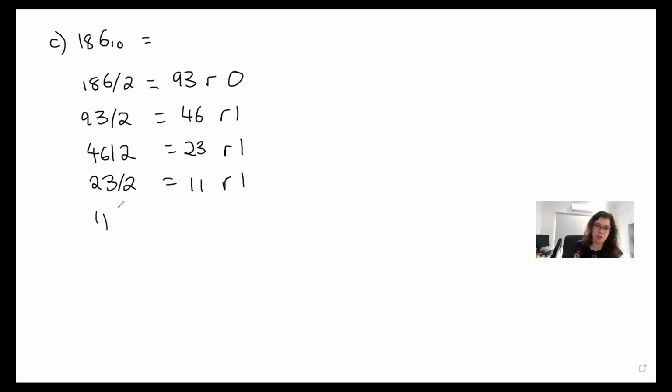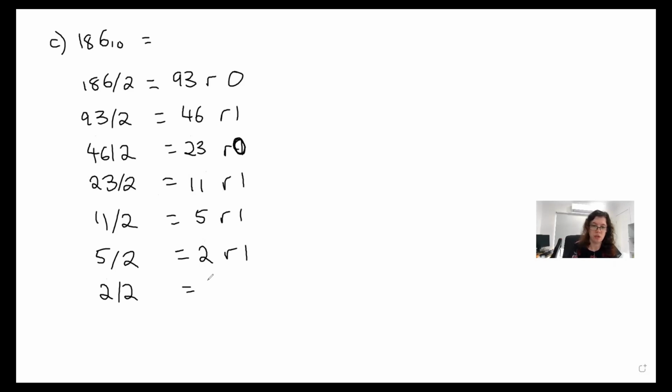And then we have 11 divided by 2 to give us 5 remainder 1. 5 divided by 2 gives us 2 remainder 1. Oh, actually, I messed that one up. That should have been a 0. 2 divided by 2 is equal to 1 remainder 0. And then lastly, 1 divided by 2 gives us 0 remainder 1. So yeah, I made a mistake up here. 46 divided by 2 shouldn't have had a remainder. But other than that, I think that those were all fine.